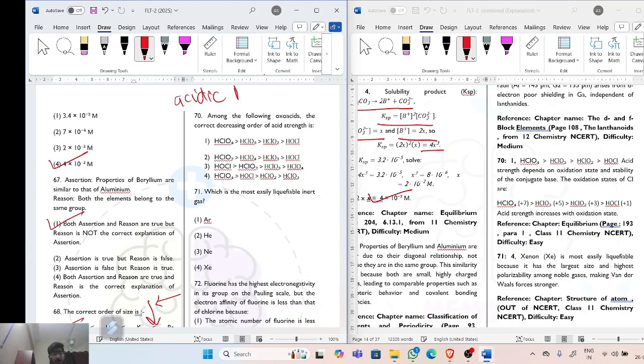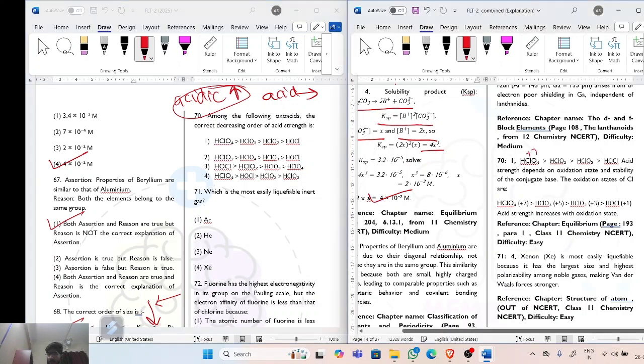Its acidic property increases. Why? Because we know acids are lone pair acceptors and bases are lone pair donors. So the compound which is in its higher oxidation state is found to be more acidic.